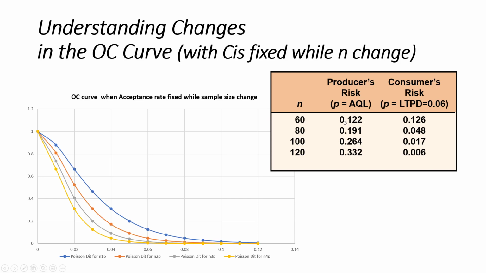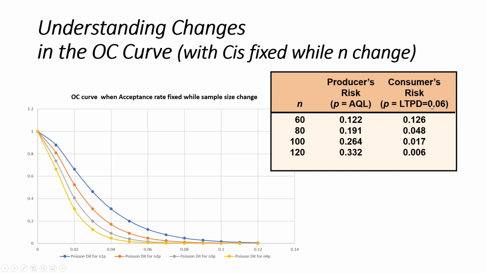In this case, I will show you how you calculate the producer risk. So there will be a chance of 0.879 that the lot will be accepted. The remaining 0.1122 will be the chance that they will reject the lot. So a good lot will be rejected, which is also called type 1 error or producer risk. So this is basically the alpha.